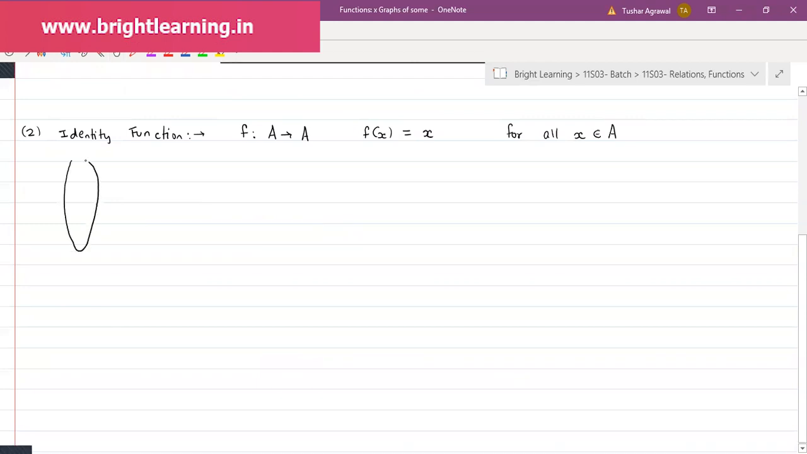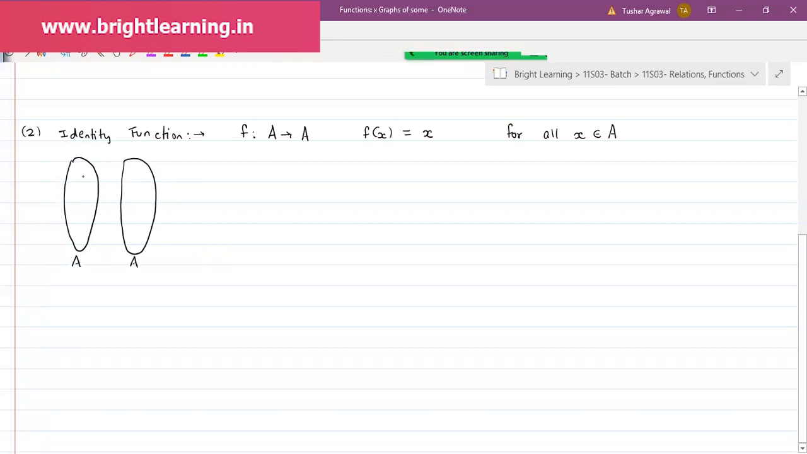So let's say the identity function arrow diagram will look something like this. This is my set A, this is my set A. Let's say this is P, Q, R, S. Here also P, Q, R, S, 4 points. And in the identity function the image of P will be P. The image of Q will be Q. The image of R will be R. And the image of S will be S.